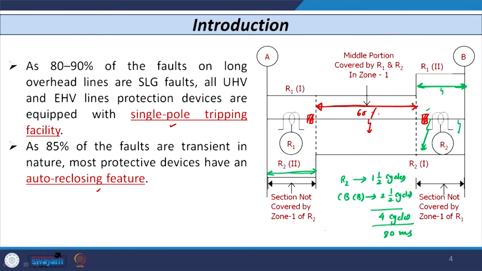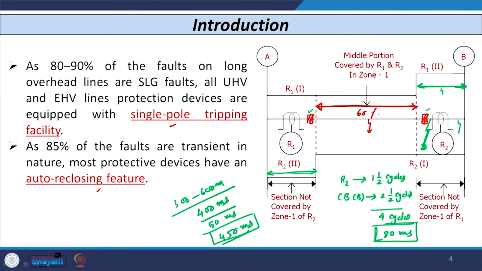But if I consider substation A for the same fault, relay R1 detects this fault in its second zone. Second zone timing is, as I told you, 300 to 600 milliseconds, so let us take the average value. So, it detects this fault in 400 milliseconds and gives a signal to this breaker. This breaker trips, let us say again in 2.5 cycles, so let us say 50 milliseconds. So, the total opening time of this breaker is 450 milliseconds or 0.45 second, compared to the breaker at substation B, which opens in 80 milliseconds.